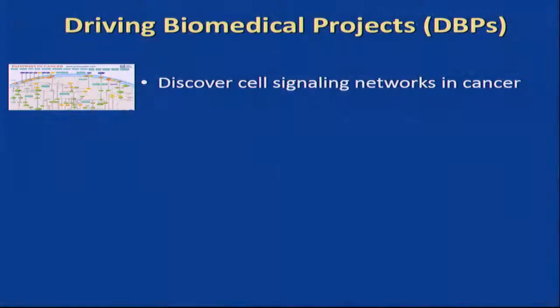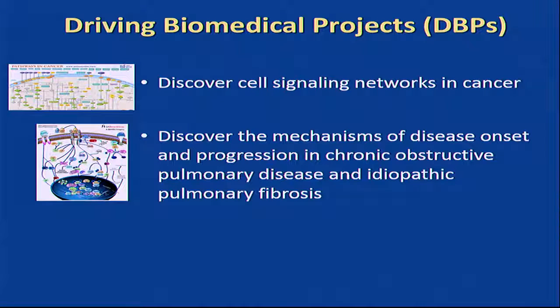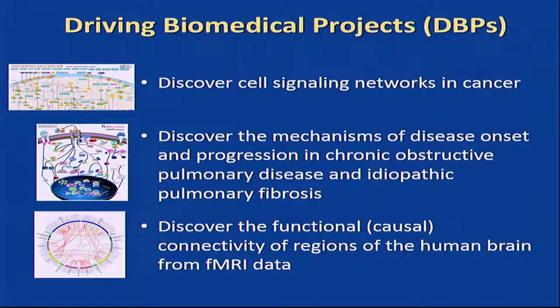So the driving biomedical projects are discovering cell signaling networks in cancer, right? We've heard something about that today. And I was going to present a case study from cancer, but when I talked to my colleague Greg Cooper at Pitt, he says, well, it's not yet published, and so I'm not allowed to show you the results, or then they can't publish it. But that's exciting stuff coming up. The second research project is to discover the mechanisms of disease onset in lung, chronic obstructive pulmonary disease, and pulmonary fibrosis. And the third thing, which I gave you a very quick illustration of, is to discover the functional causal connectivity of regions of the human brain from fMRI data.